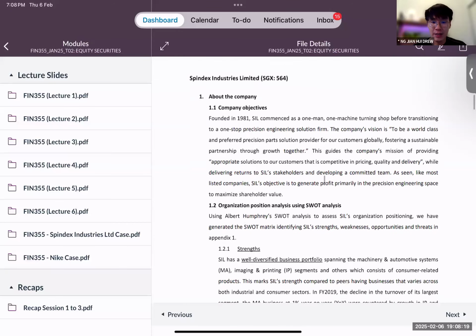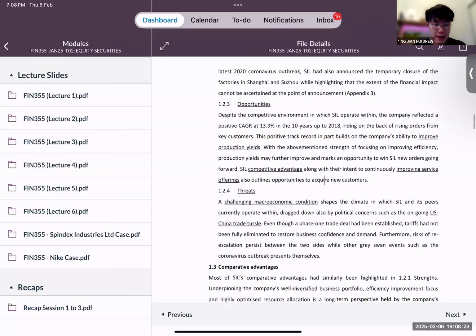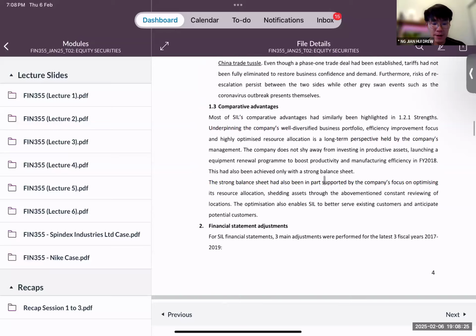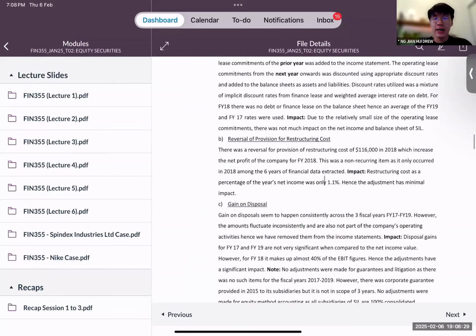You will see they explain that they use a SWOT analysis here, and then they give some comparative advantages, etc. So you can look at this case. For these two cases, we will not really go through them during class. However, they are very useful for your GBA, as well as for understanding the whole, or even the ECA eventually. So these are very good example cases for you to go through.